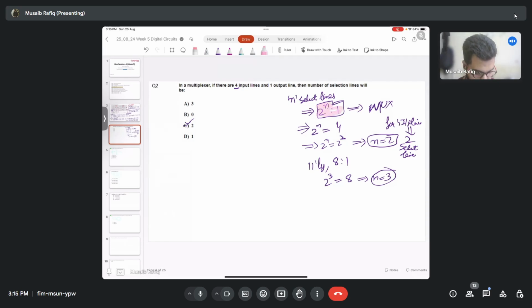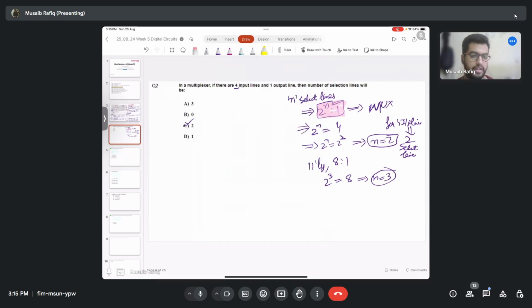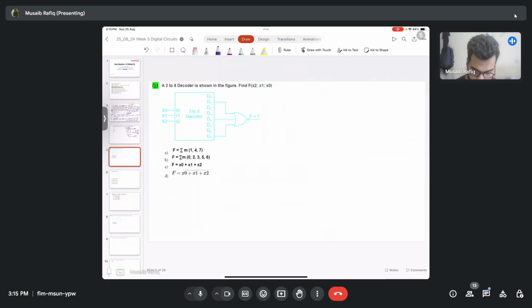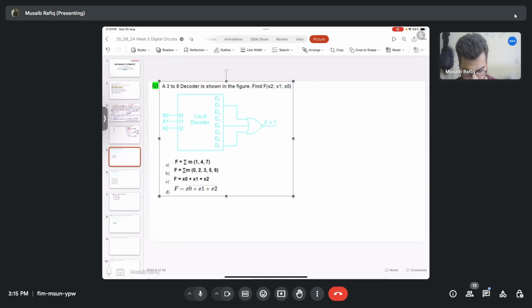That is the general expression which is here. For n select lines, I have 2 raised to the power n inputs. Now I have this question here. This is question number 3, which I have marked. By marking, I mean I'll ask you guys to solve it first, and then I'll show the solution. It should not take more than, I think, a couple of minutes or 3 minutes.